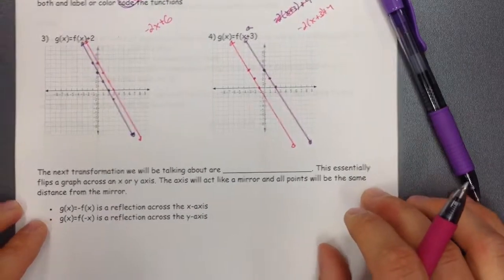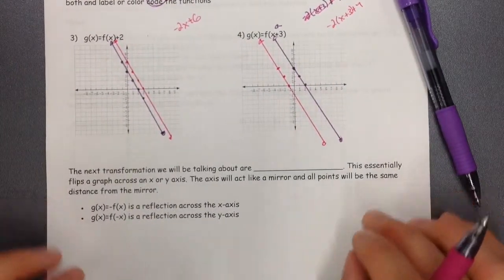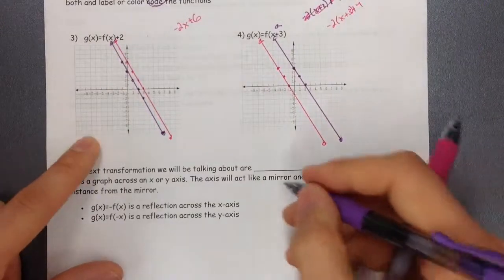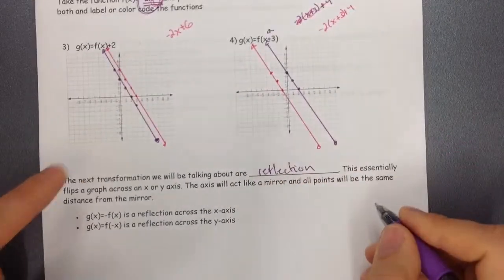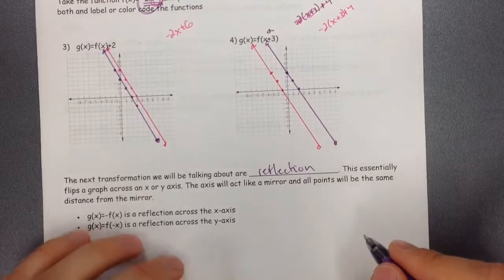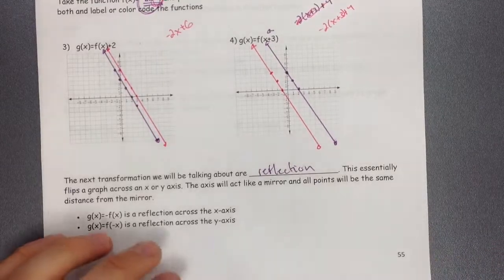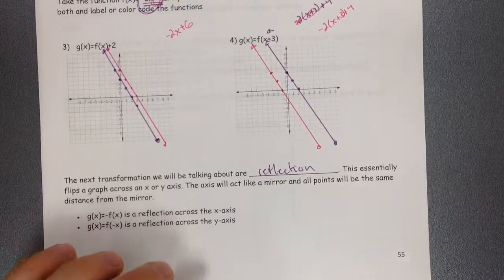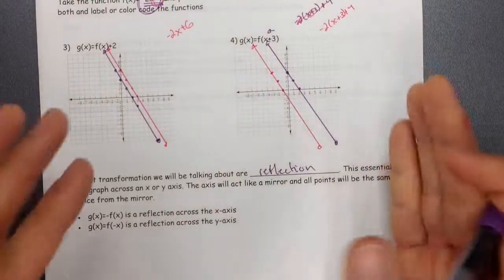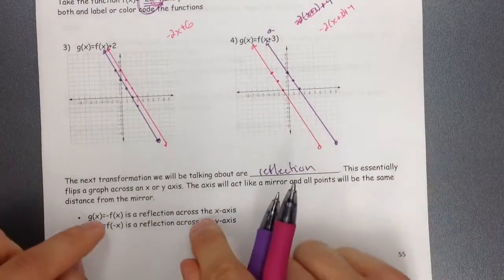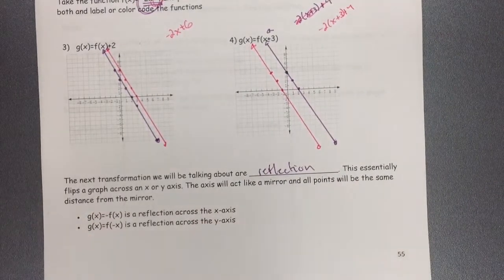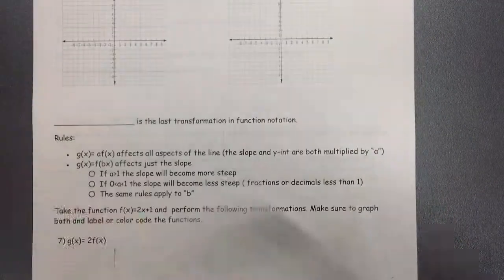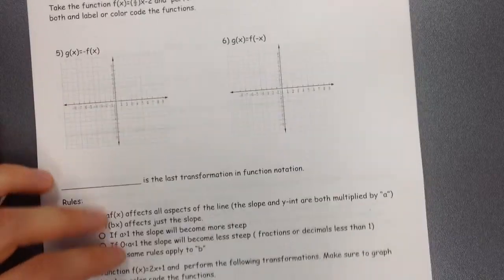The next transformation we're going to have is called a reflection. We're going to get our reflection on, and it's basically flipping the graph either over the x-axis or the y-axis. And examples are better than talking.